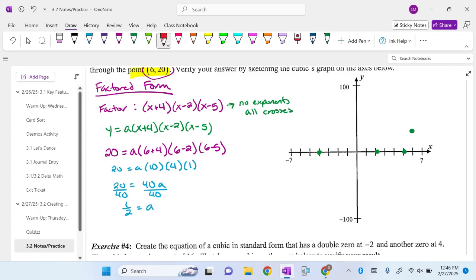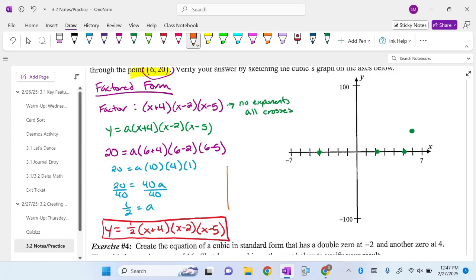Thus, my completed factored form is y equals 1/2 times x plus 4 times x minus 2 times x minus 5. Help if I actually put the correct number. All right, so that's my factored form. Now I need to get my standard form. Like I said, we're doing box methods.